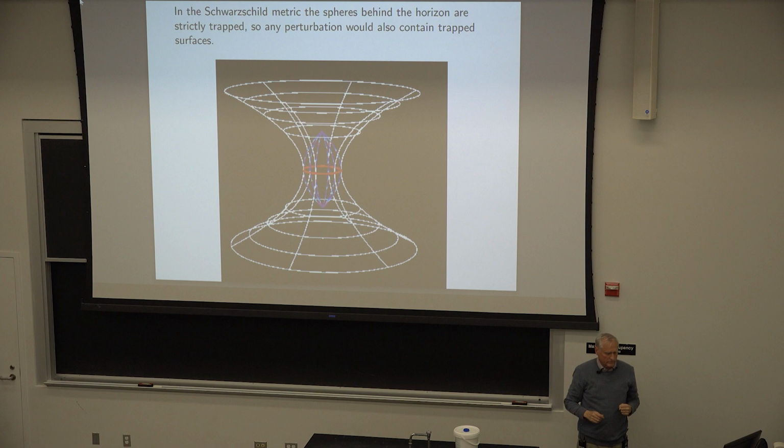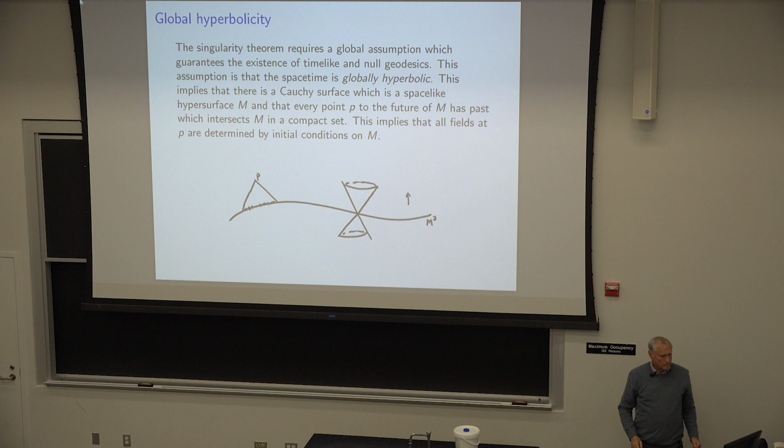And so the condition of trapping is a condition on the mean curvature in the null directions for the surfaces. So this measure of average expansion or contraction is actually what's called the mean curvature in geometry. Okay, and so there's one other ingredient that's needed in the singularity theorem.